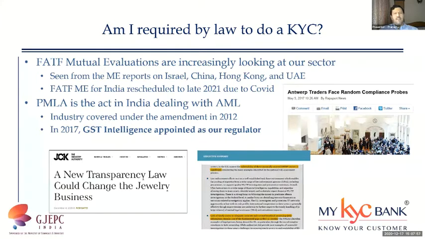In India, the FATF mutual evaluation was supposed to have happened in September or October this year, but because of COVID, it got postponed. Currently, it will probably happen in November, December of next year, which is 2021. Under the PMLA in India, since some of the audience would be more with India, the industry was covered in 2012 when the law was amended, and in 2017, the GST intelligence was appointed as the regulator for our sector.